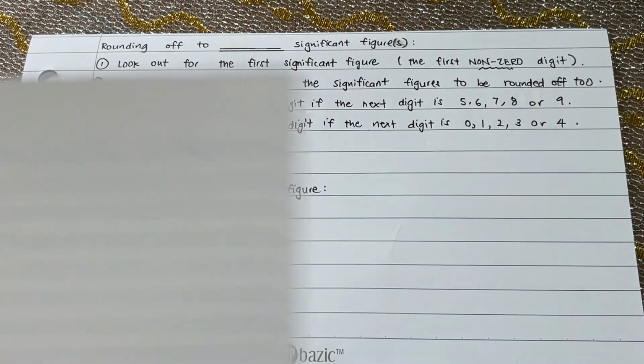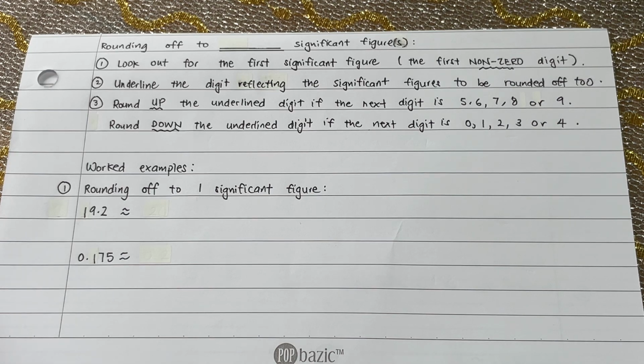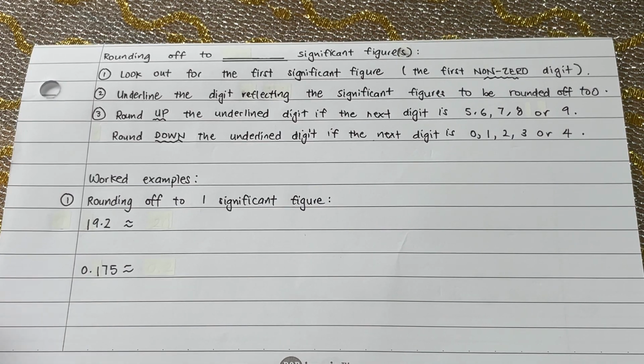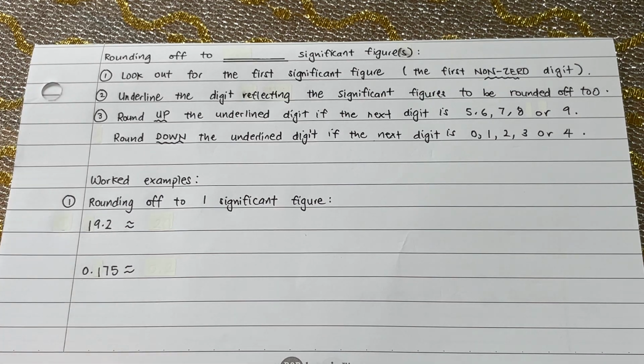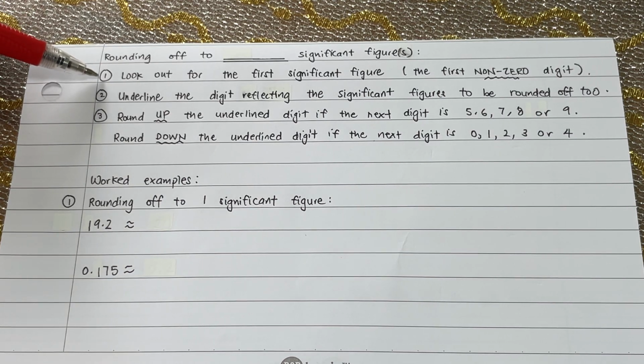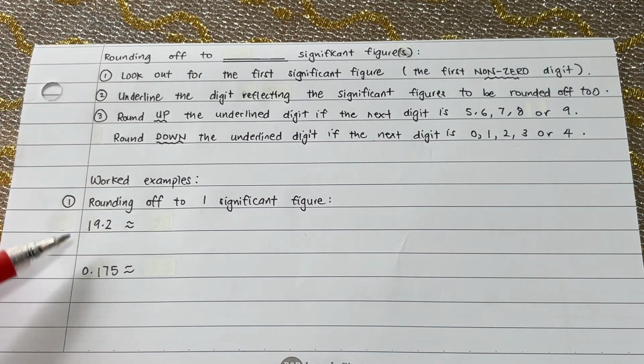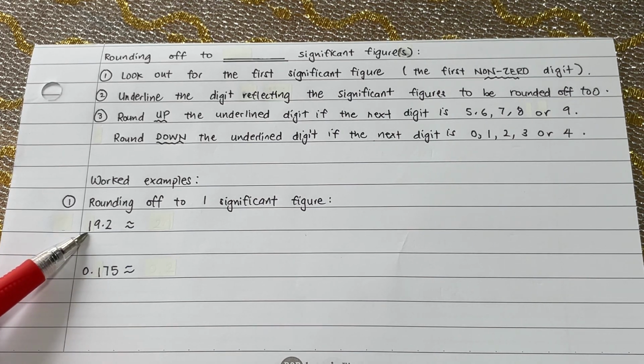Let's take a look at worked examples so that you can have a better idea and clarity of how to move ahead with such. So we want to round off these numbers to one significant figure. Okay, step 1, we look out for the first significant figure. So in 19.2, which is the first number that is non-zero? 1, right? So this is the first non-zero digit. This is the first significant figure.